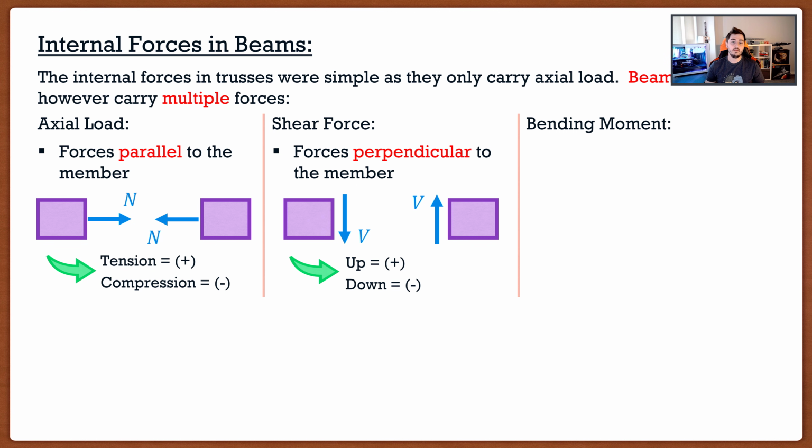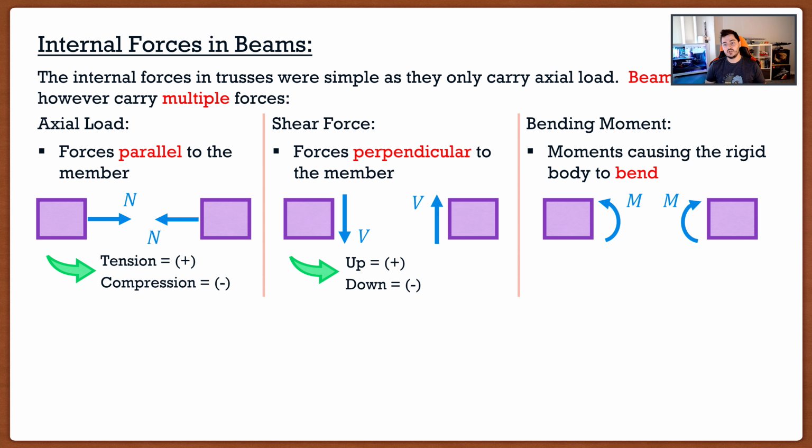So if I were to cut my beam, there's also going to be moment resistance inside of my beam. And again, this is going to be very important, because one of the main things that beams fail with, because they're so long, is going to be bending. So this is actually going to be a moment that causes our body to bend.